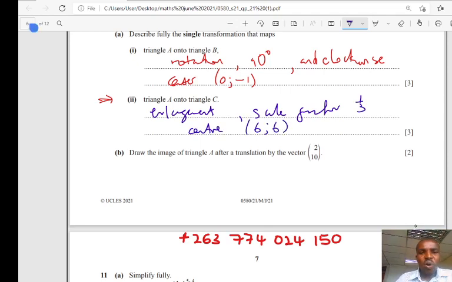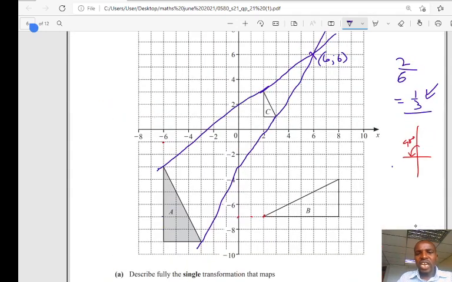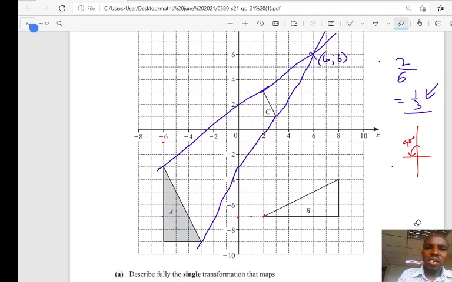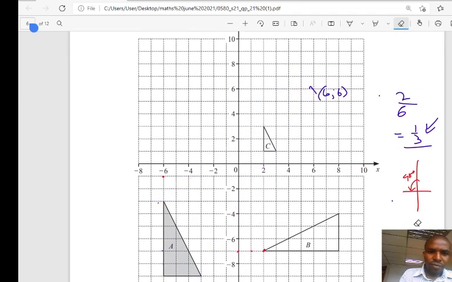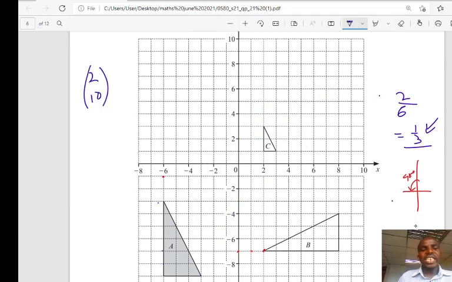Draw the image of triangle A after a translation of vector (2, 10). The translation vector is (2, 10), where 2 is for x and 10 is for y. There are two ways. You can just count boxes. 2 is the positive x direction, so you move 2 boxes in the positive x direction and 10 boxes in the positive y direction.